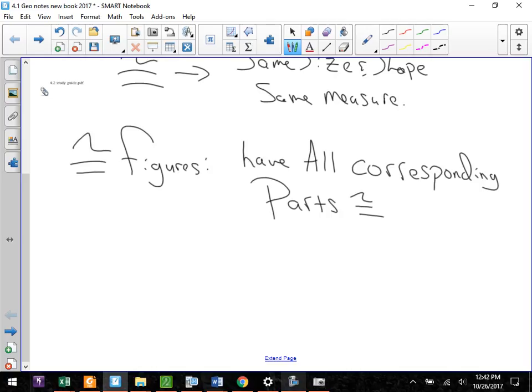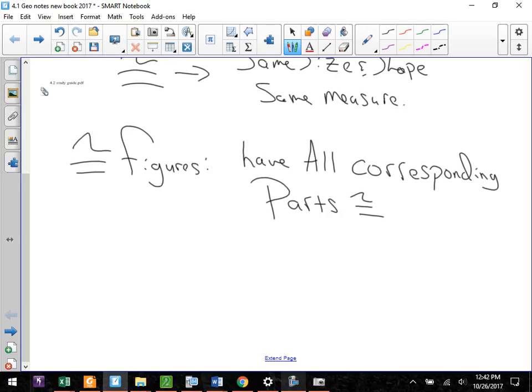Now, if I'm talking about a triangle, how many parts are in a triangle? How many parts do triangles have? Yes. Six parts, right? There's 3 angles and 3 sides.